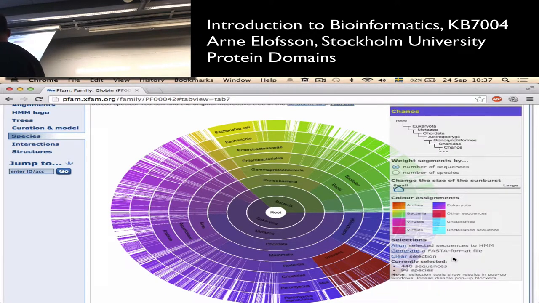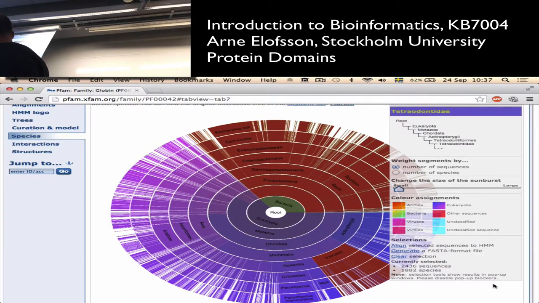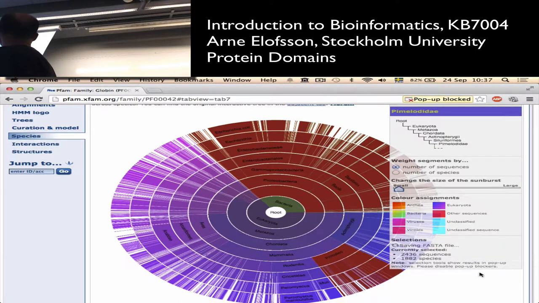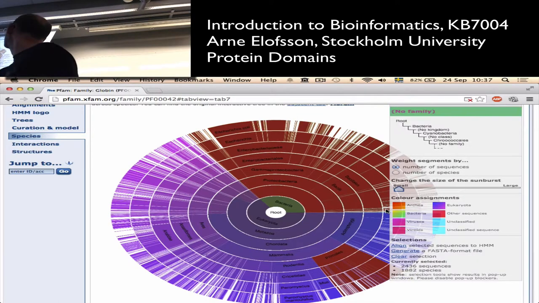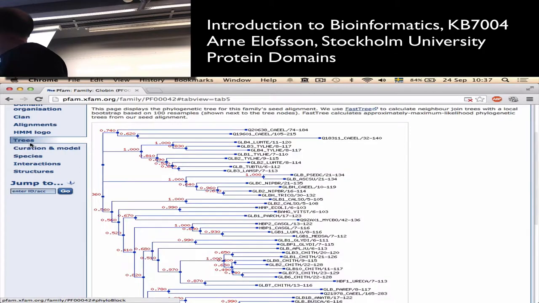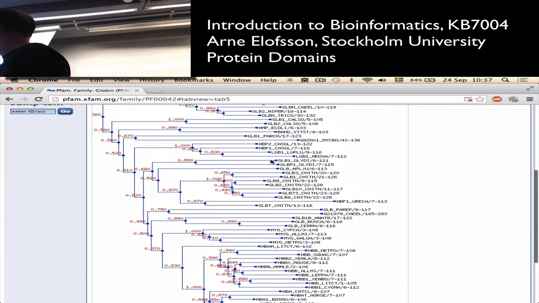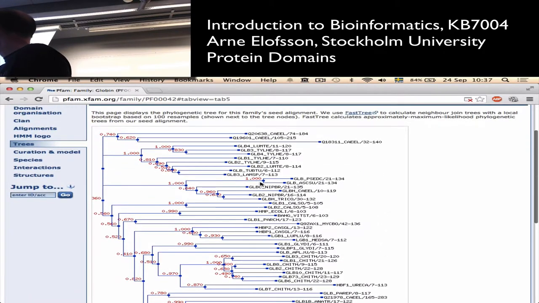You can get alignments. So now you selected 440 sequences. If I go to the ones in bacteria, I select another 2000 sequences. So I can get an alignment with this. I can click here and I get a fast alignment. Maybe it didn't show up. There you are. Again, you can find the tree, how these relate to each other.